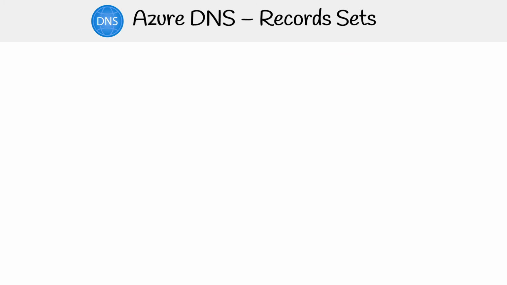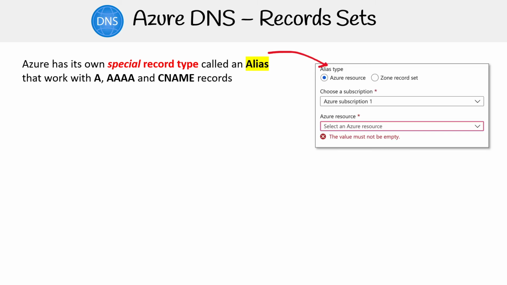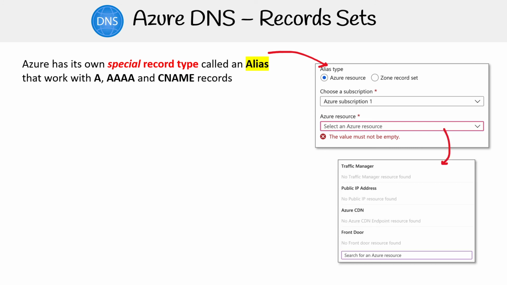All right. One more thing, last thing about record sets is that you can set Azure's own special record type called Alias, and this works with either the AAAA or the CNAME record. And the idea here is that I'm going to set that, and then I'm going to actually choose an Azure resource. So instead of saying go to this IP address or go to this hostname, I'm saying go to this very specific service. Why would you want to do that?